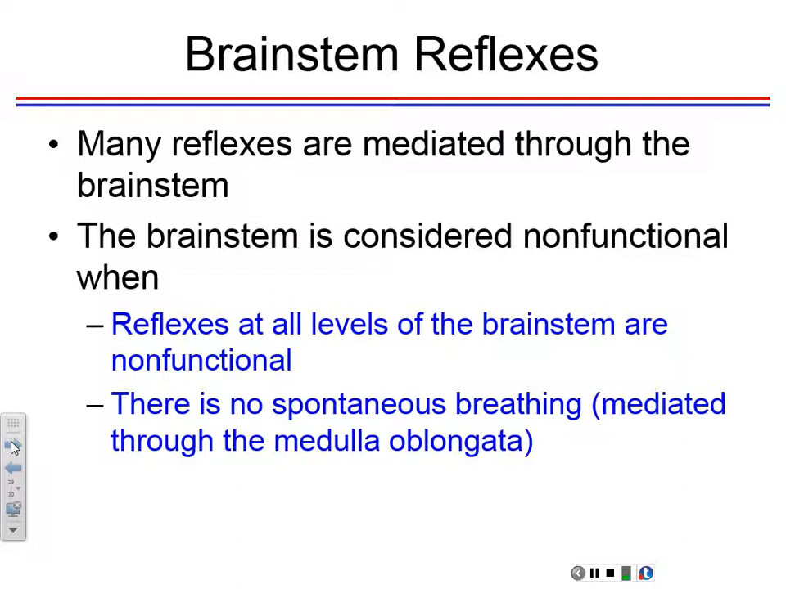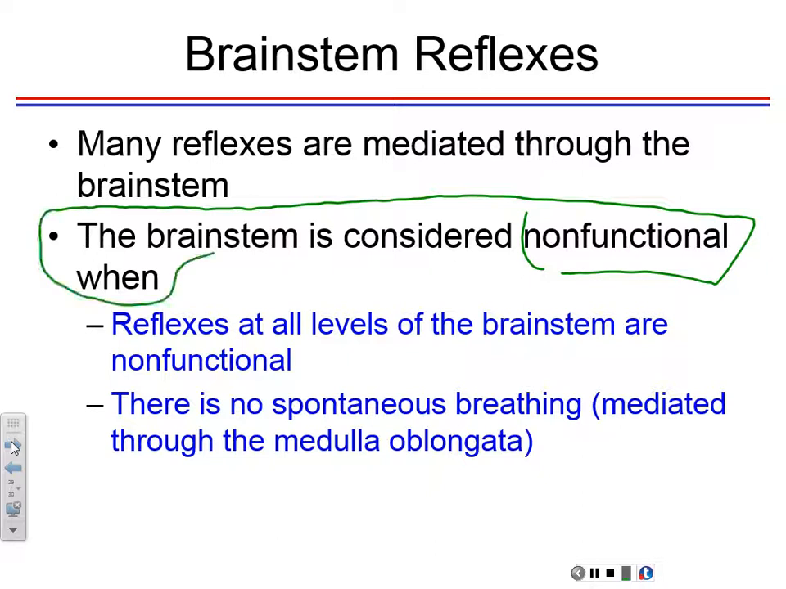Okay? So, reflexes at all levels in the brainstem, if they are non-functional, the brainstem is considered non-functional. And that could be fatal because the brainstem has a whole bunch of important functions. There's no spontaneous breathing, okay? Because it's mediated by the medulla oblongata, right?